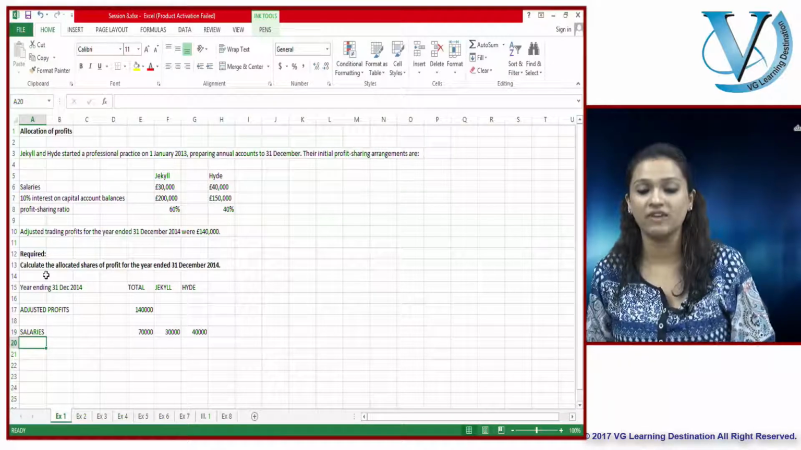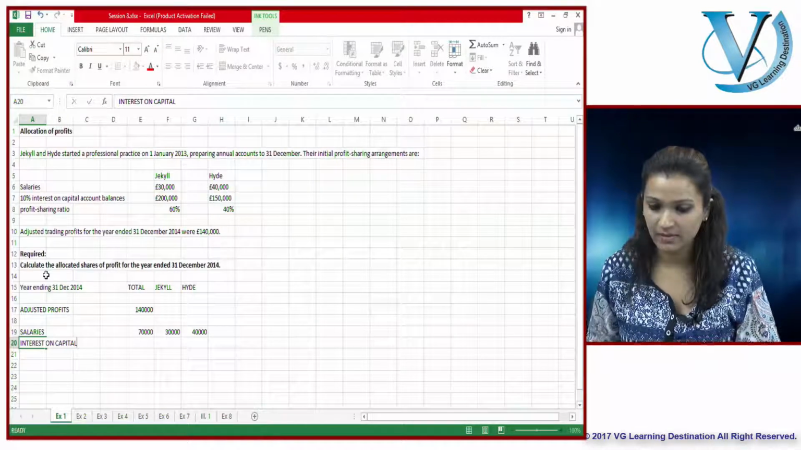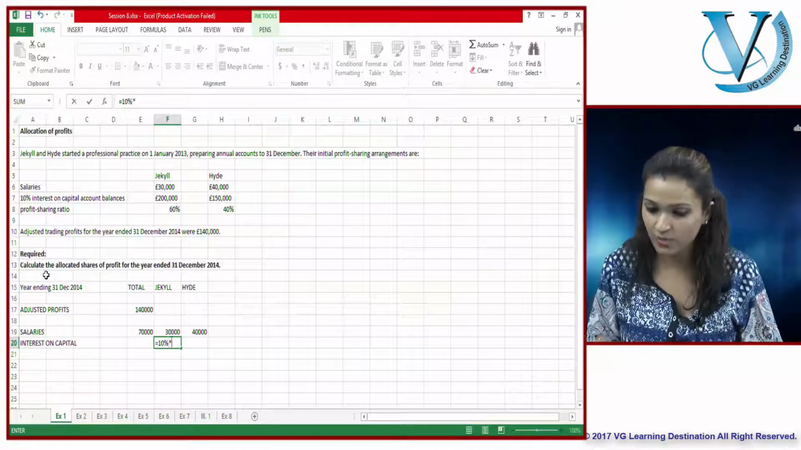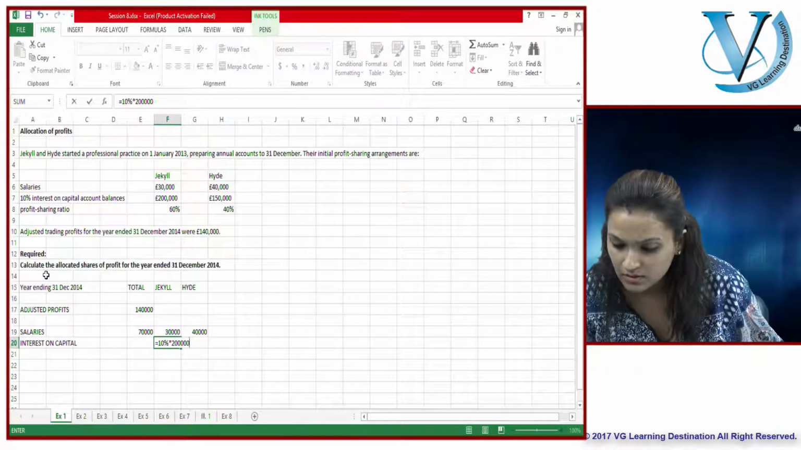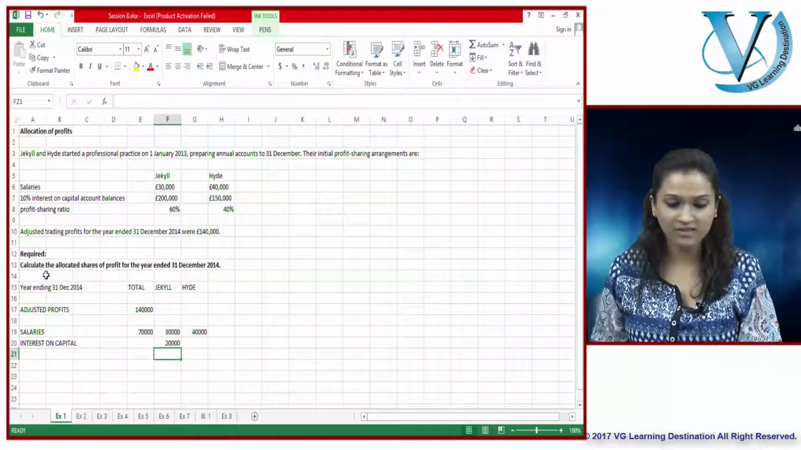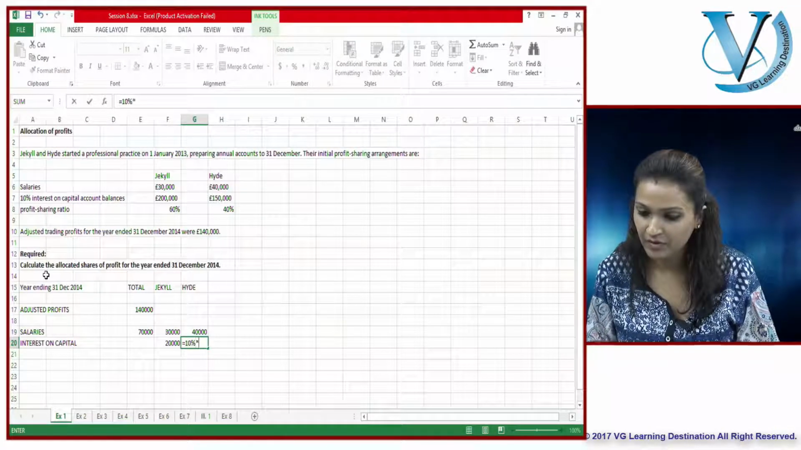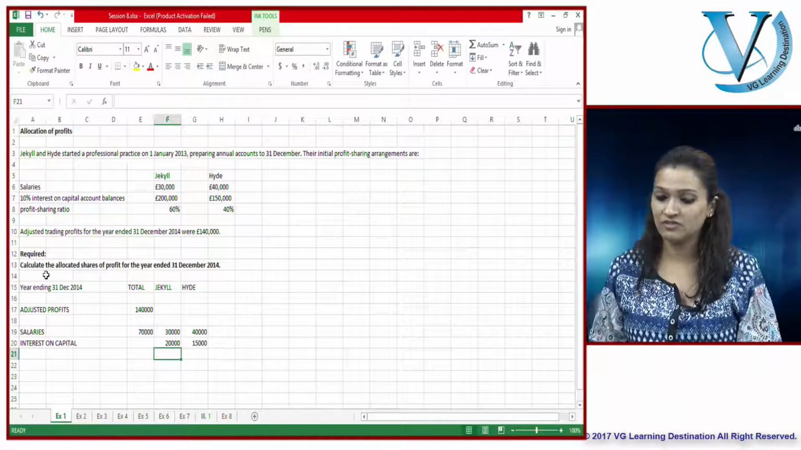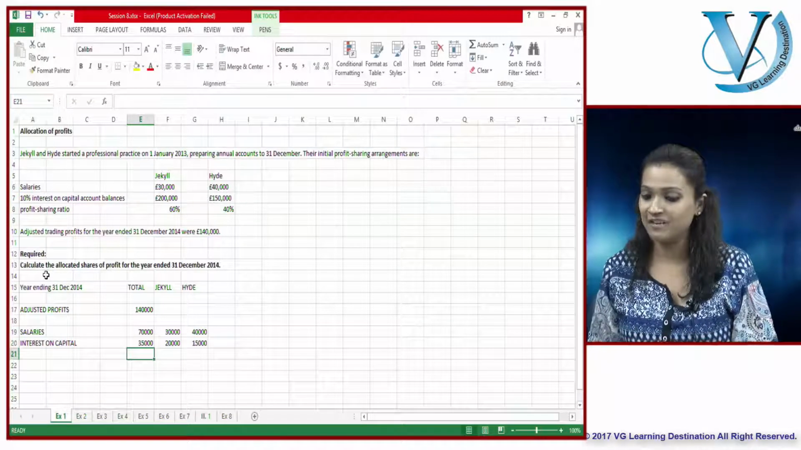Up next, we need to give interest on capital, which is 10% given, which equals 10% of 200,000, which equals 20,000 pounds, and 10% of capital here of 150,000 pounds, so 15,000. Now totaling 20,000 plus 15,000, 35,000.